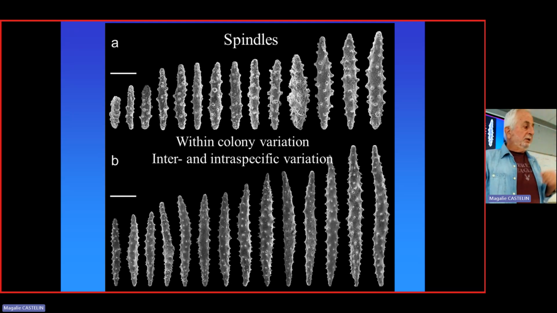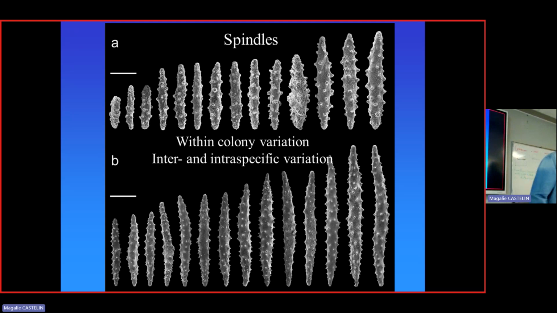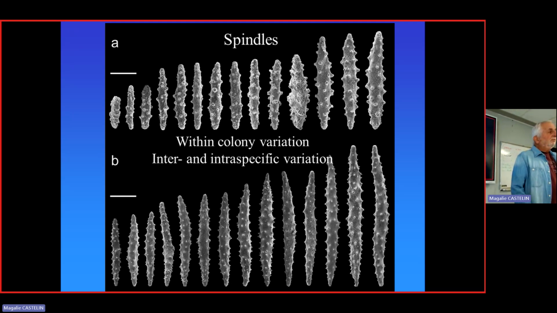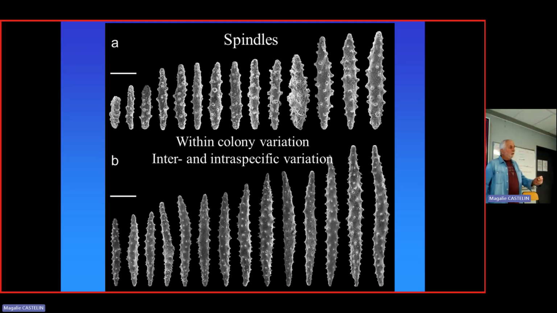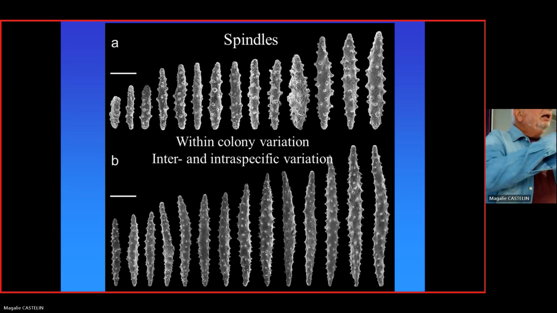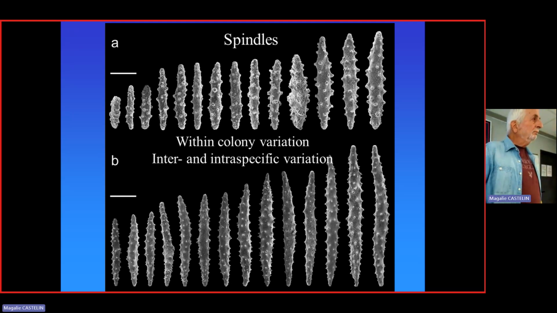It is even frustrating, because we look for sclerites. And look, these are spindles. They come from a single colony, actually from a tiny piece removed from a colony. And you see that there are no two sclerites which are exactly the same. No two sclerites which are identical. None like two drops of water.